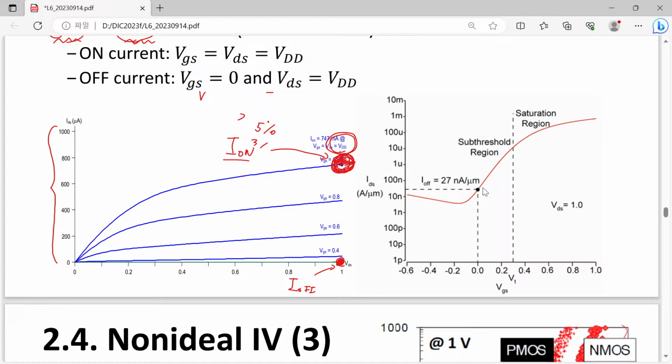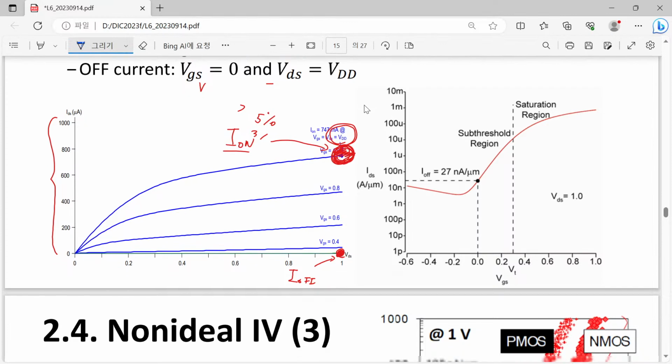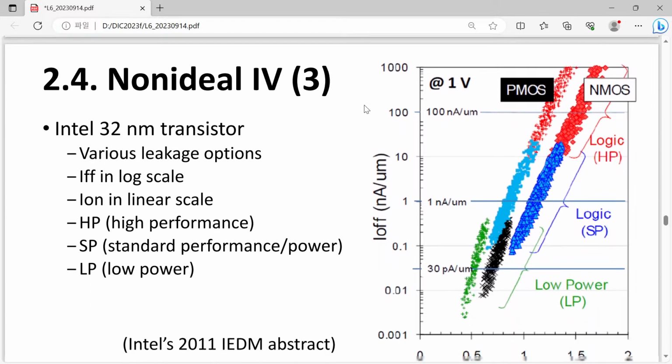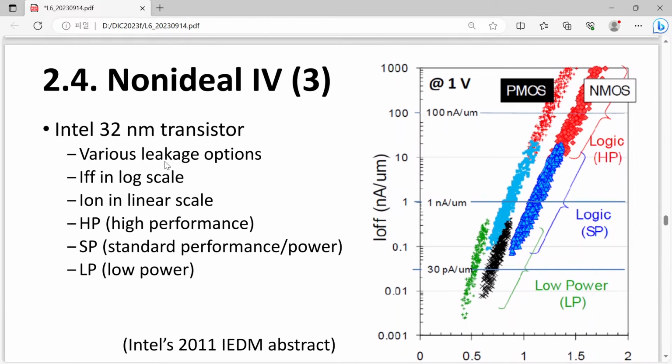Okay, so are you with me? So you can understand there are many different options for our transistors. So now let's have a look at a realistic example like Intel 32 nanometer transistor.